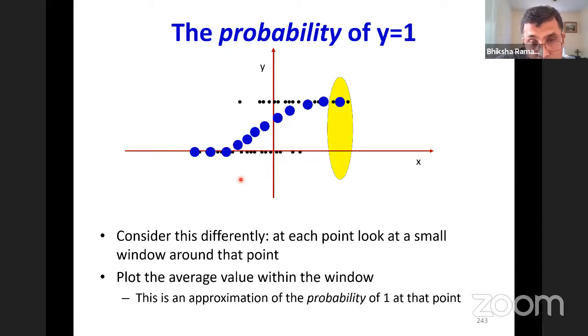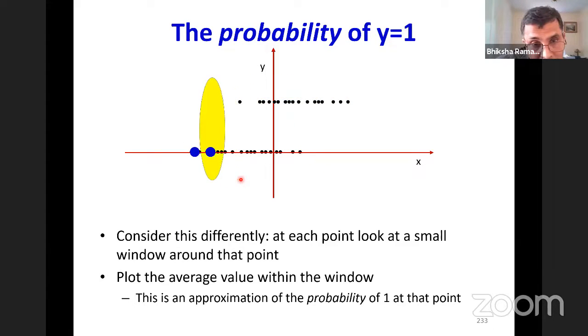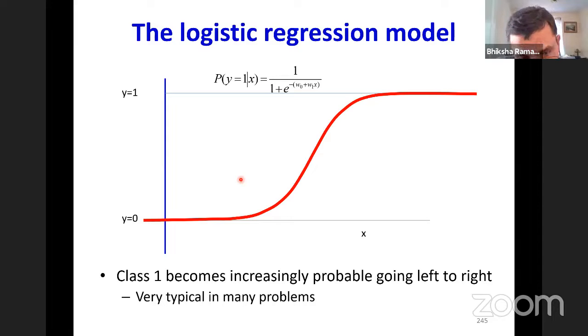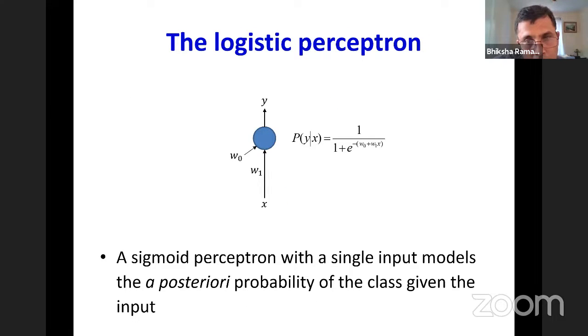Now, the actual function is going to depend on the width of this window. I'm not going to hard code it. I'm going to let statistics deal with it for me. But the overall function looks like this. Class 1 becomes increasingly probable going left to right, which is very typical in almost all problems in one dimension, which is why we like the sigmoid activation. The sigmoid activation actually captures just exactly this kind of behavior. So that's the reason output neurons in your network tend to be sigmoids or softmax.